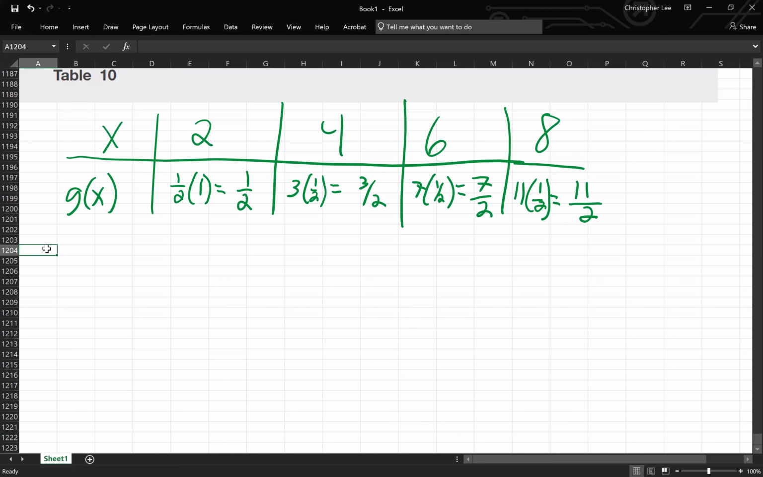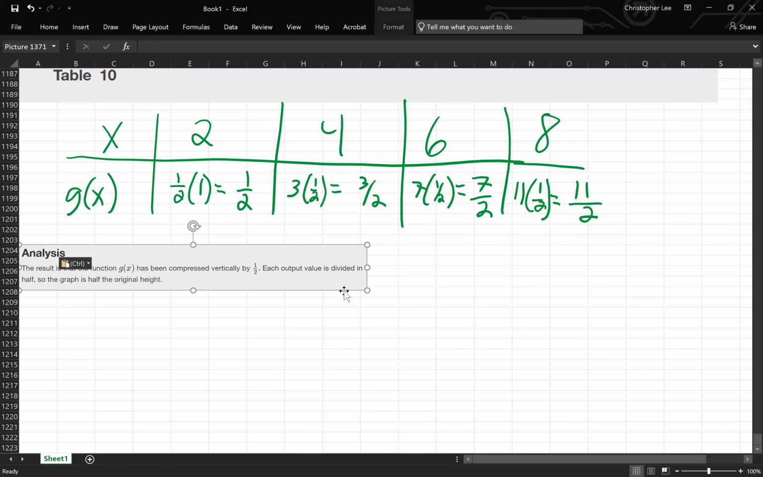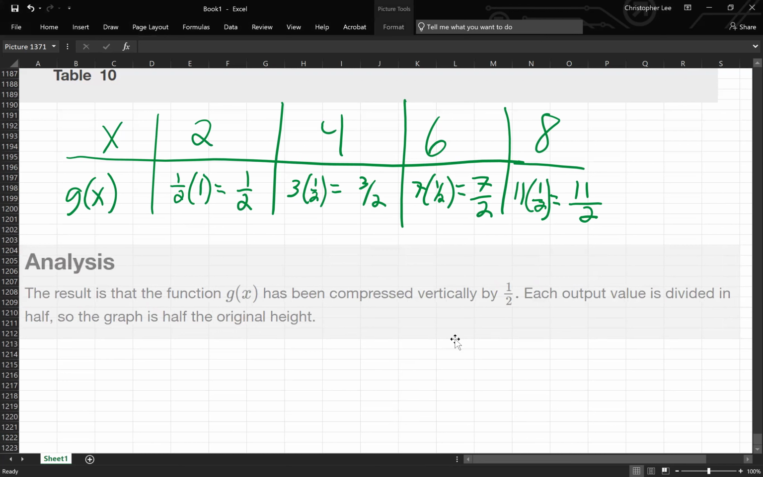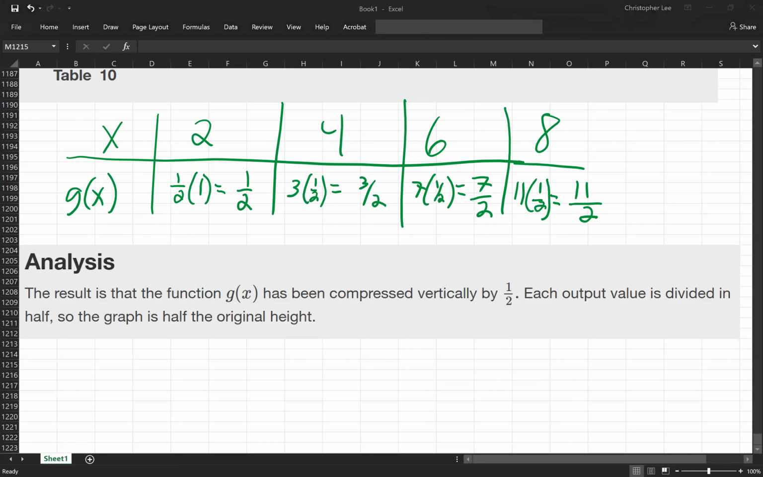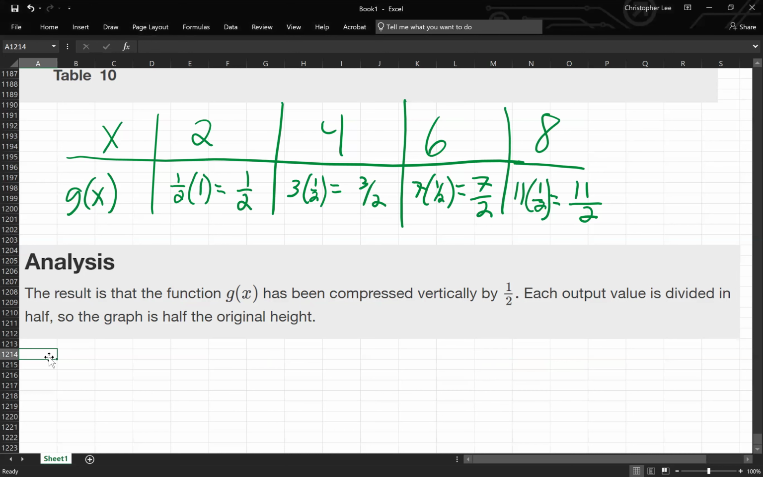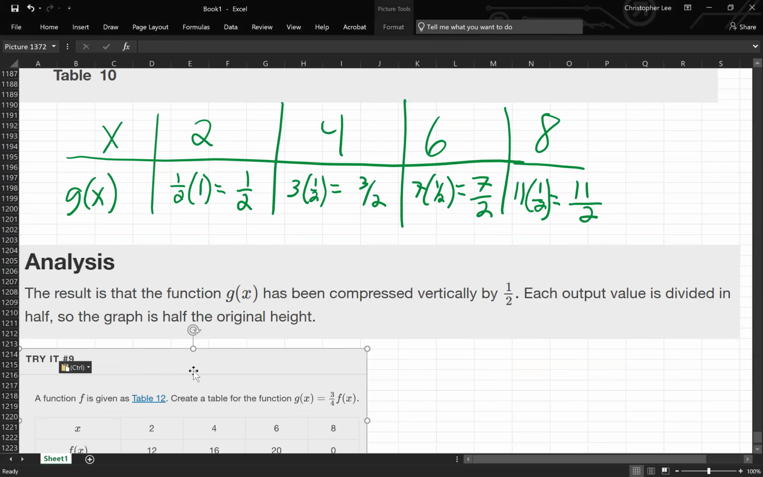Just want to make a real quick special note. All right. So the result is that the function g of x has been compressed vertically by 1/2. So each output value is divided in half. So the graph is half of the original height. All right. That's what happened. You guys try.